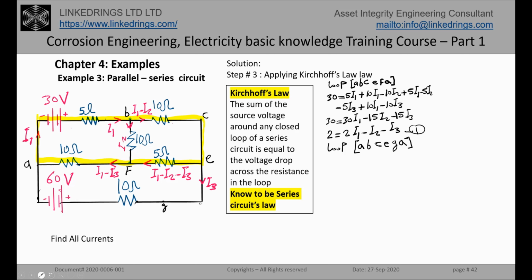So let's take the loop A, B, C, E, G, A. So we will take this external loop. Let's mark it with another kind of highlighter, another color. Let's mark it with green highlighter. So again, we mark it from A, B, C, E, G, and A.